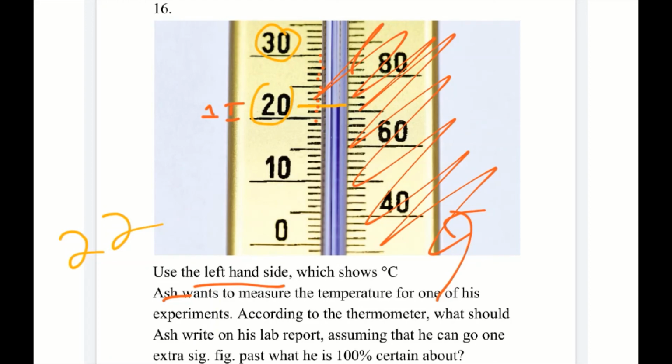Now, that's what we're certain about, but can we kind of estimate a little further? Well, yes. So let me erase this to be more clear. We can clearly see that this marking is a little above 22. I don't know how to explain it, but you just see that it's a little above 22. So we are certain that it's above 22, but we're not sure what the 10th digit is. So we can estimate this since we can go 1 extra sig fig. So I'm going to say it's 22.1 degrees Celsius, and that's our final answer.